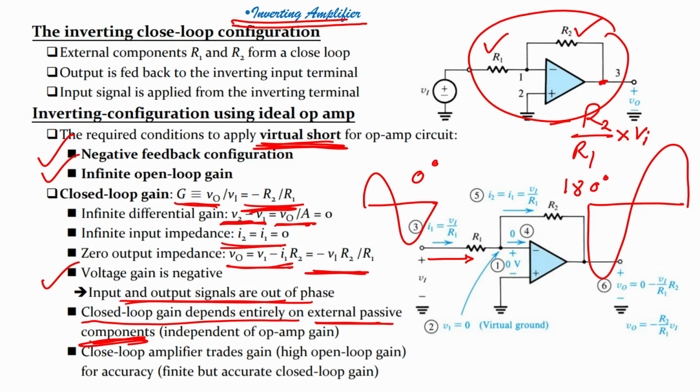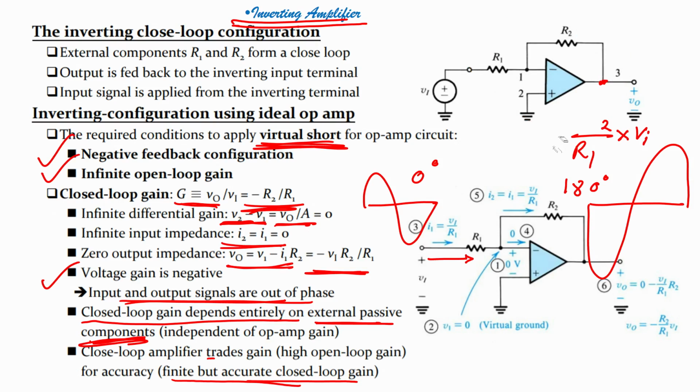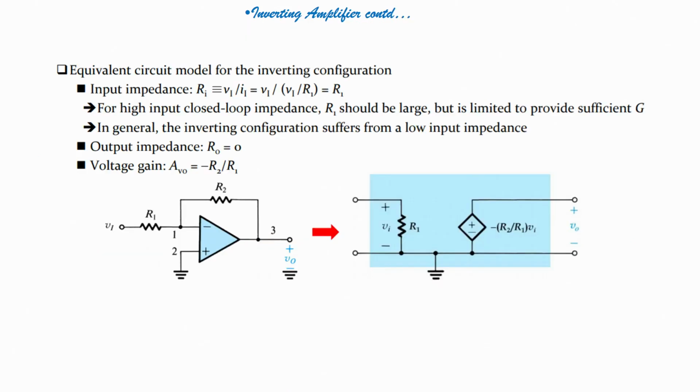Closed loop amplifier trades gain for accuracy, right. That means here we do not have extremely high gain, but we can change the gain and we can have finite but accurate closed loop gain. So, accuracy is better here, but we have finite closed loop gain. But in case of no feedback, you will have infinite gain. This is the inverting amplifier.